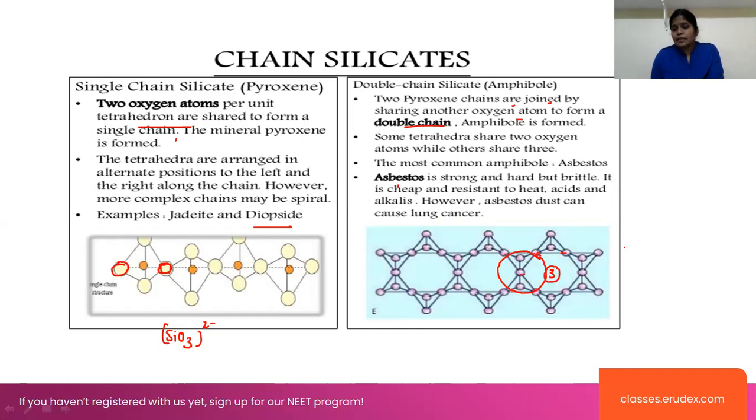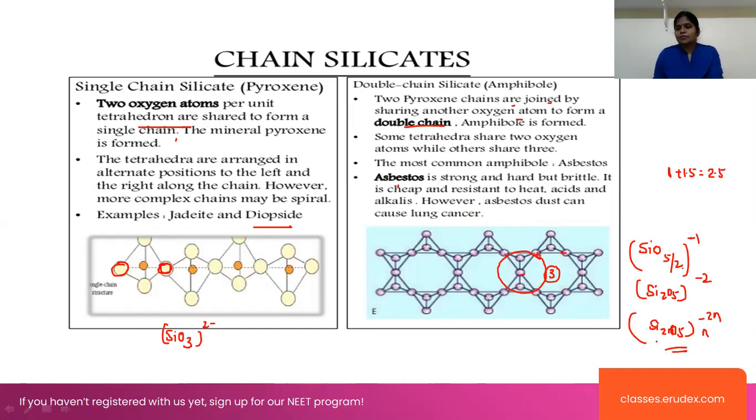That's why we can say that this will be Si, and 1 oxygen atom is completely contributing, and the sharing will be between the 3 oxygen atoms. That means we can take it as 1 plus 1.5, which is equal to 2.5. Then we will write SiO5/2, and this is the minus 1 here. So look at Si2O5, and here it is minus 2. Whenever you are writing for N units, the formula changes to the double chain formula Si2O5 to the power N, with charge minus 2N here.